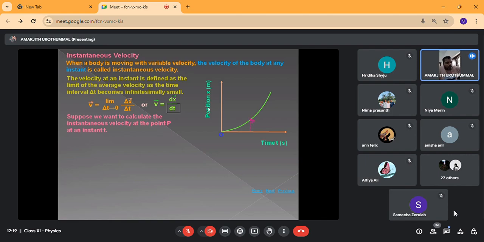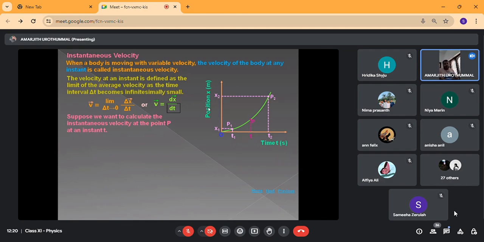Now, on the graph, consider 2 points, P and P1 and P2, here. My aim is to find the velocity at point P. You be very careful about this. This is a good example. For that, I consider 2 points P1 and P2. What is the velocity between points P1 and P2?